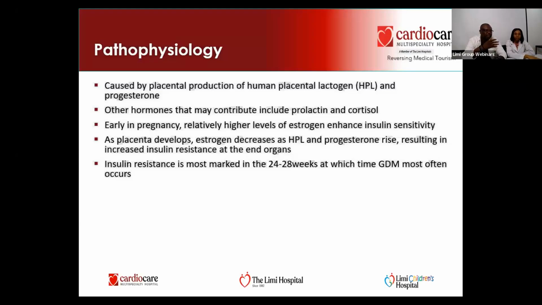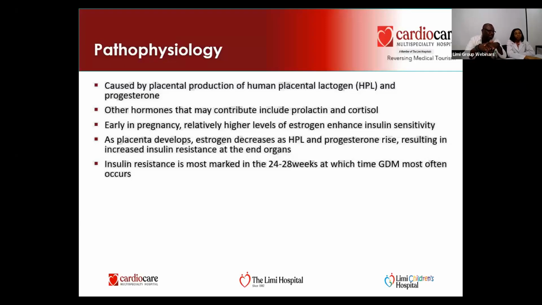Okay, this is the major issue. The major culprit in gestational diabetes is HPL, human placental lactogen. And as you all know, it is produced by the placenta. Now, the irony of the whole thing is that initially, when there's fertilization and formation of the embryo, the estrogen initially takes control, and it causes very good insulin sensitivity. But by the time there's implantation and the placenta is formed, that's where the problem starts. Human placental lactogen comes up and gives serious insulin resistance.